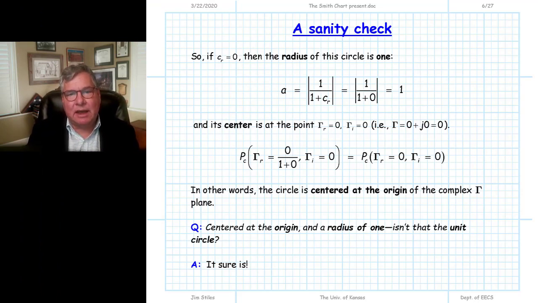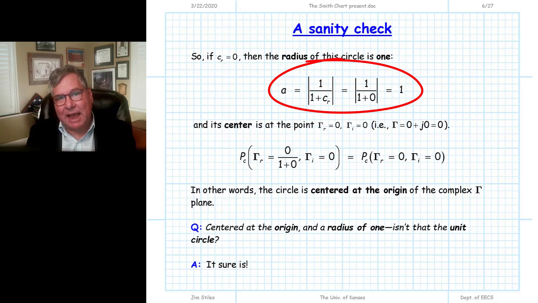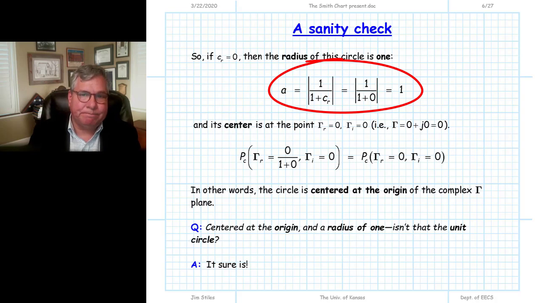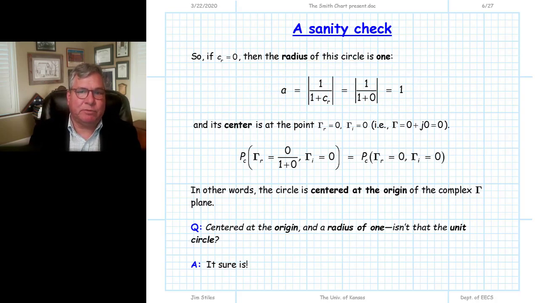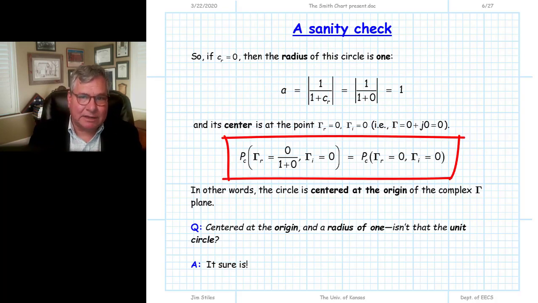Let's consider the vertical contour on the normalized impedance plane which would be R equal to 0. In other words, CR is equal to 0. We plug the value of CR equal to 0 into our radius expression, and we find that the resulting circle, when mapped onto the complex gamma plane, would have a radius equal to 1. Likewise, we evaluate the expression for the center point, and we find that the center of that circle would be at a real value of 0 and an imaginary value of 0. 0, 0, the point on the complex gamma plane.